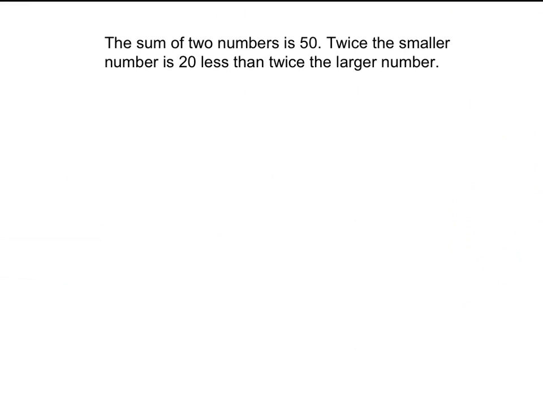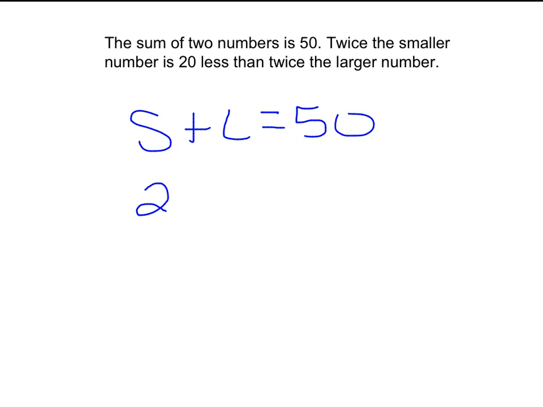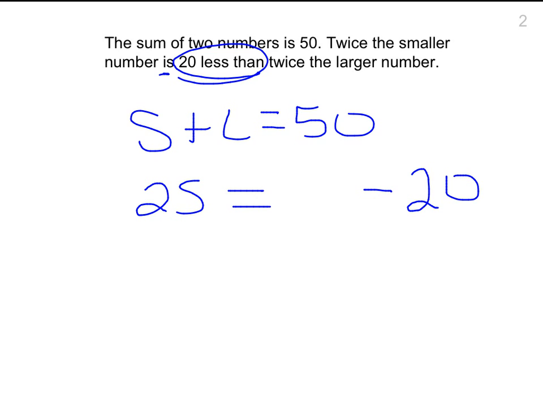The sum of two numbers is 50. So again, we're going to have a smaller one and a larger one, so I'm going to write S plus L equals 50. Because they add together to give me 50. Twice the smaller number is 20 less than twice the larger number. So the smaller number is S, so I'm going to say twice that, 2S, and then it says is 20 less than, remember that 20 less than goes at the end, so I'm going to write minus 20, and then twice the larger. So twice the larger would be 2L.